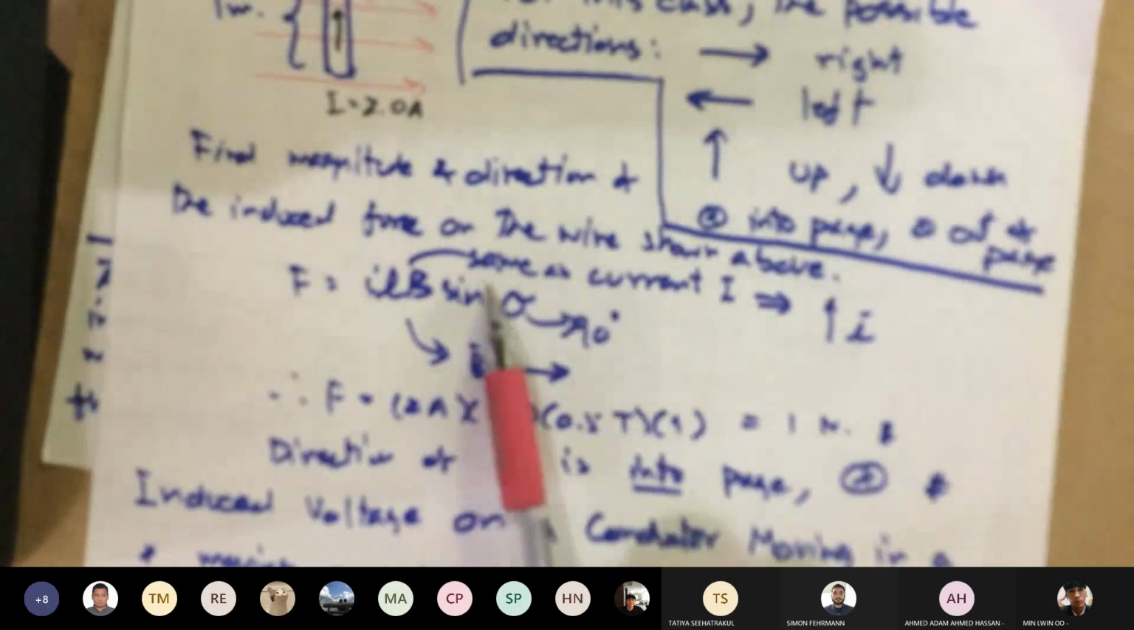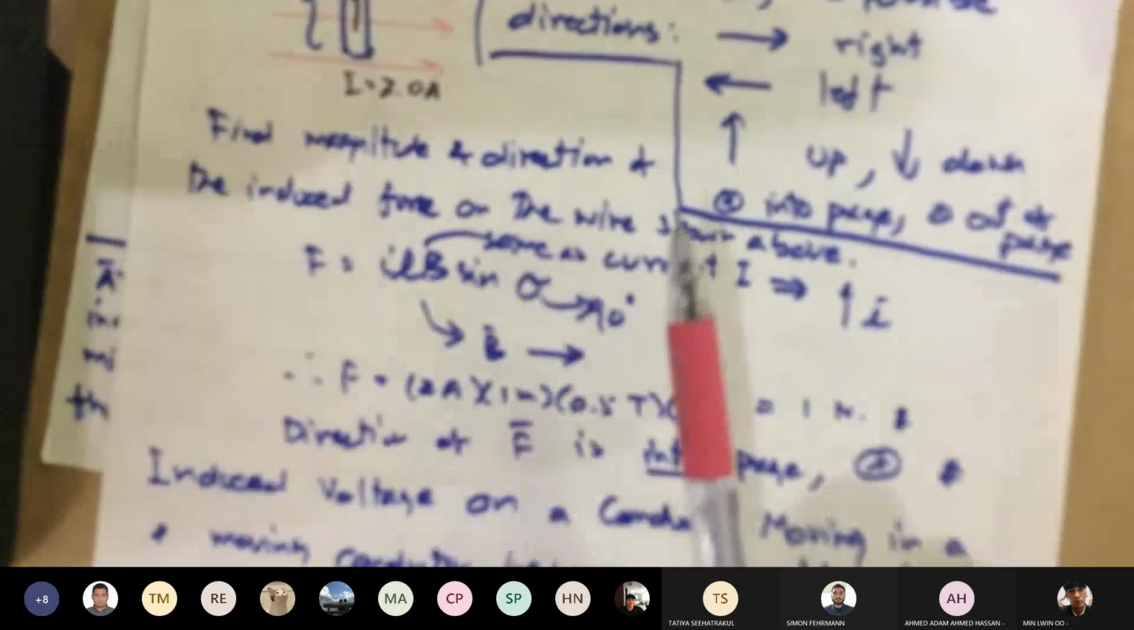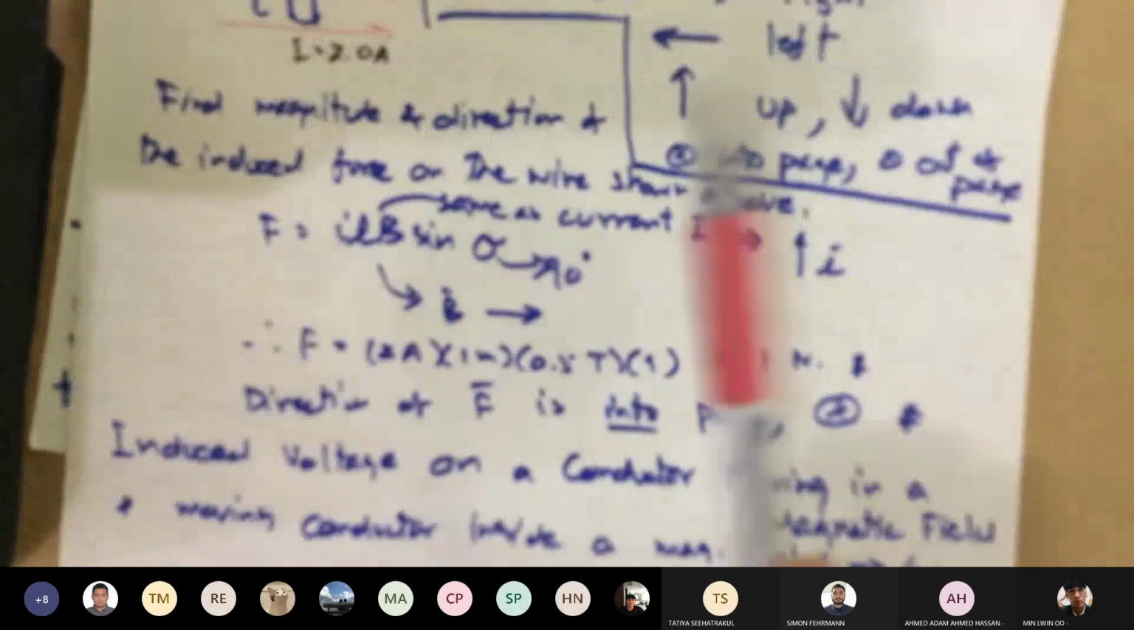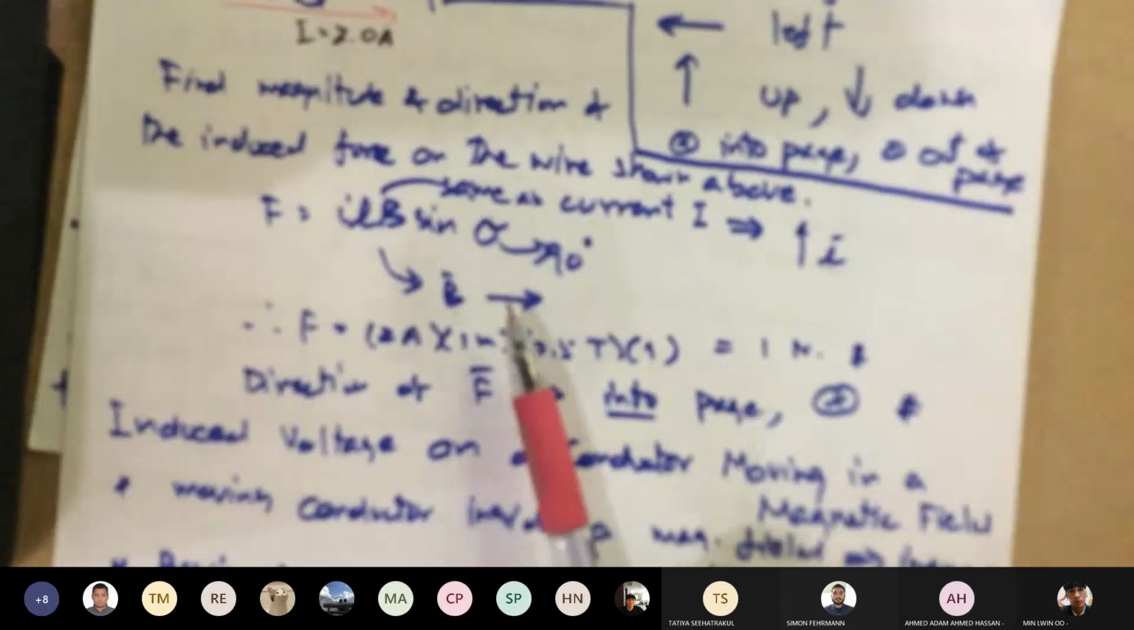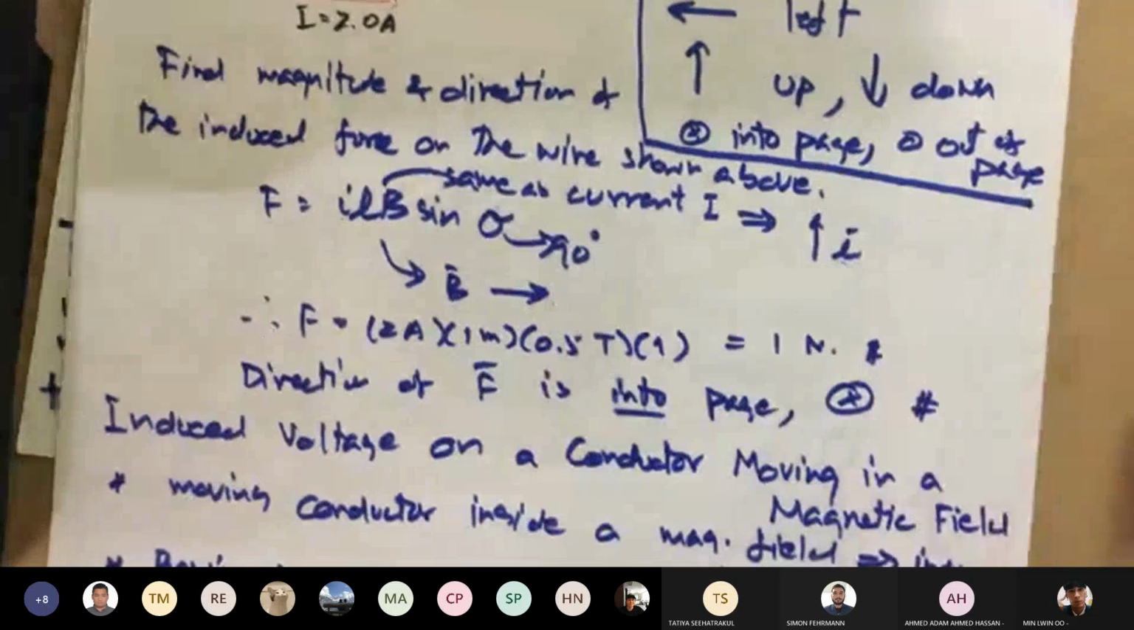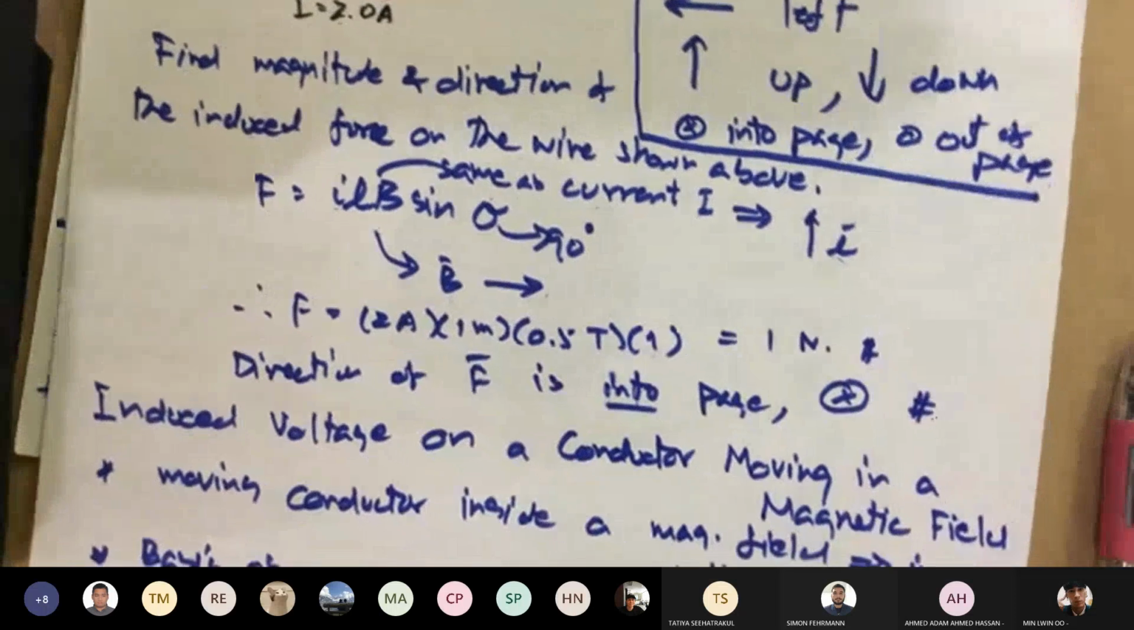Now, why is this the basis of motor action? I'll explain later when we do another example in a more practical manner relating to motors. Okay, move on to the next one.